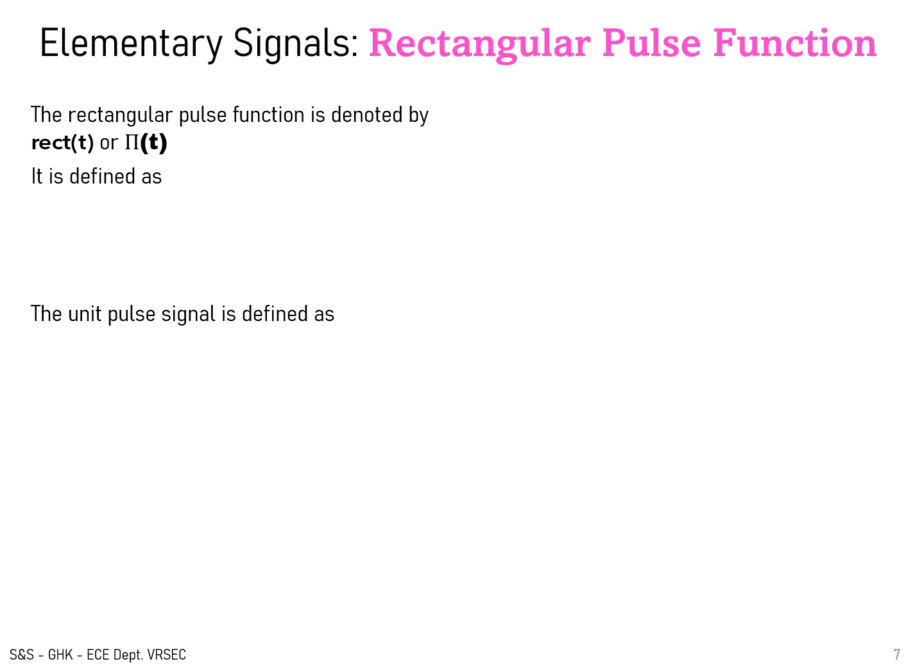Next is the rectangular function. The rectangular function or the rectangular pulse is denoted by rect of t or pi of t, and its amplitude is 1 over a duration from minus T by 2 to plus T by 2.